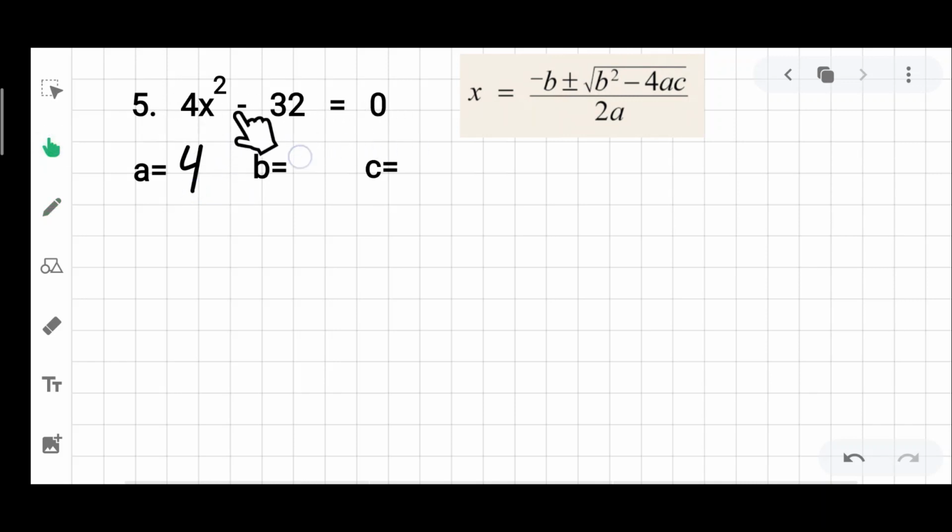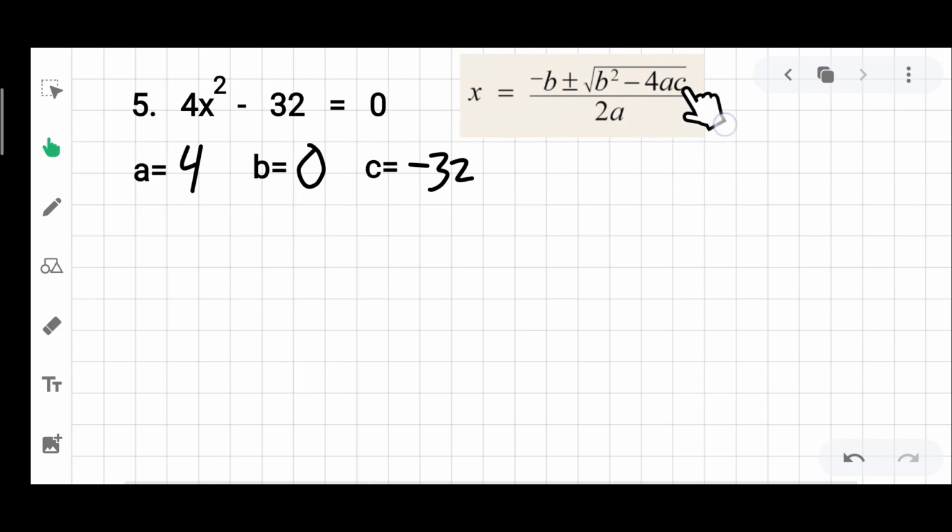Ngayon, dito, may nakikita ba kayong x term na x? Di ba wala? So, therefore, 0 ang b natin kasi wala tayong x ngayon. How about yung c, which is the constant, yung walang variable, this is negative 32. Okay, bakit nga ulit 0? Wala yung x. X term.